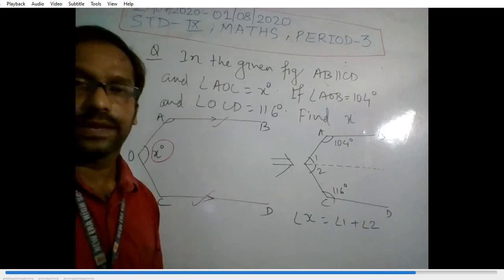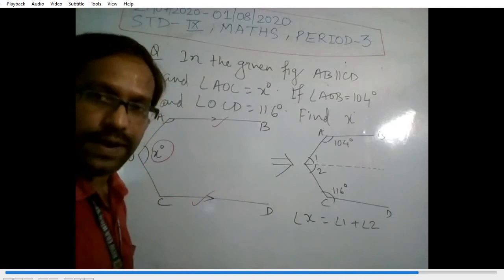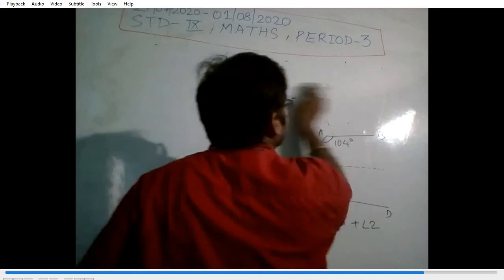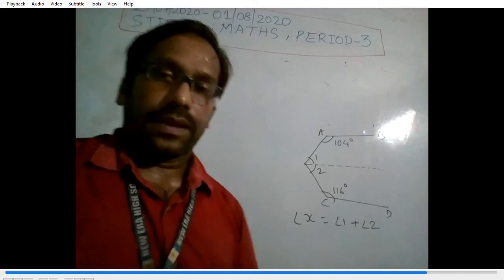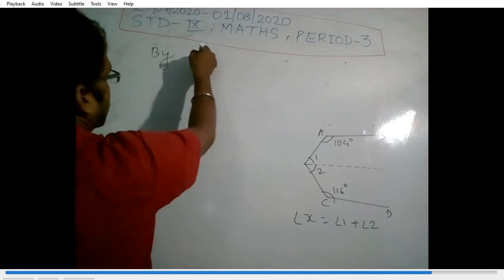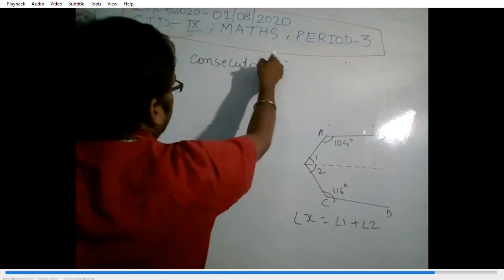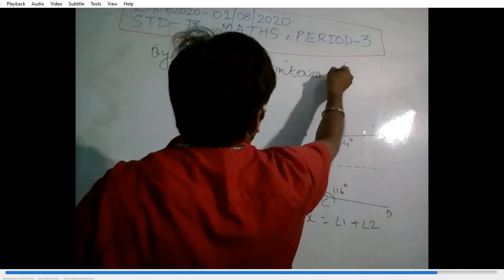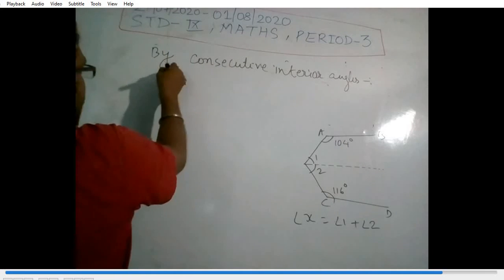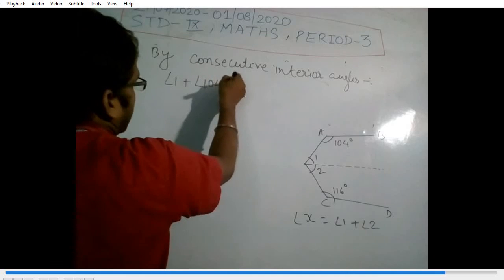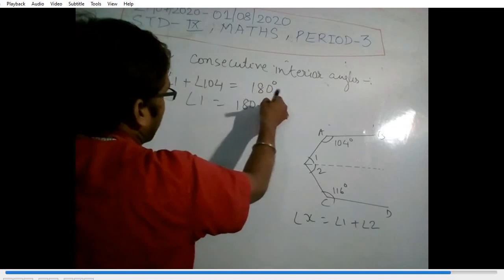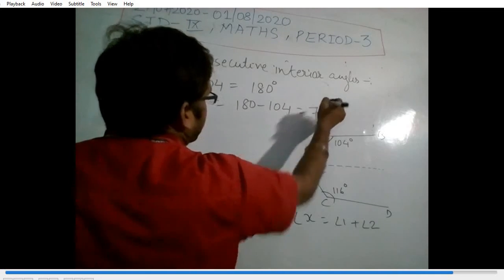I have drawn one line. Now see, the line which has been drawn through O, angle 1 and angle 2 are formed there. So angle 1 and angle 104 become co-interior angles. Consecutive interior angles means co-interior angles. We can say here that angle 1 and angle 104 degree both sum to 180. So angle 1 will be equal to 76 degree. Angle 1 I have found.